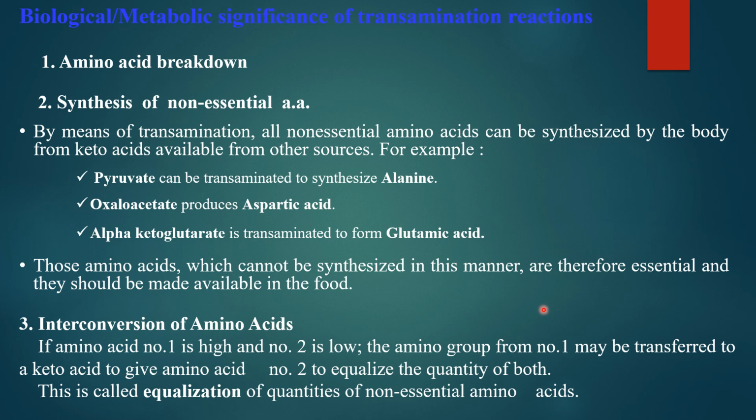Those amino acids which cannot be synthesized in this manner are therefore essential, and they should be taken in the diet. And now the third importance is the interconversion of amino acids. By this way, one type of amino acid can be converted into another type of amino acid, and this is a way of equalization of quantities of non-essential amino acids. Suppose one amino acid is in higher quantity and another one is less, so the higher amount of amino acid will be converted into the keto acid, and the amino group will be transferred to a keto acid, leading to the increased concentration of the amino acid which was less in concentration. So this equalizes the quantities.